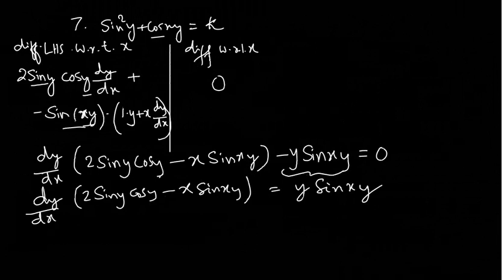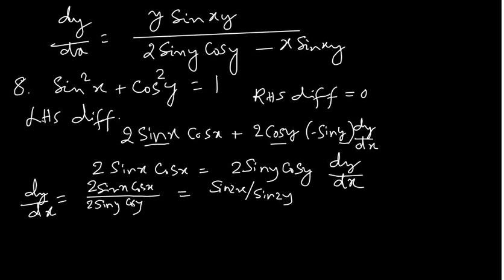So primarily the chain rule. For sine square y you got 2 sine y, and sine y differentiation is cos y, and y differentiation is dy by dx, chain rule. So like that we got the left side and right side. We went ahead and made dy by dx the subject, and therefore y sin xy divided by the entire thing will come. Second question, sin squared x plus cos squared y equal to 1.